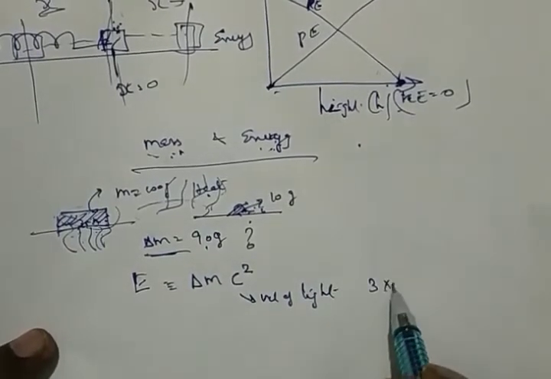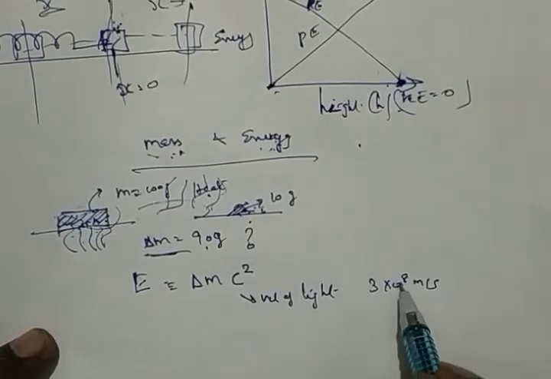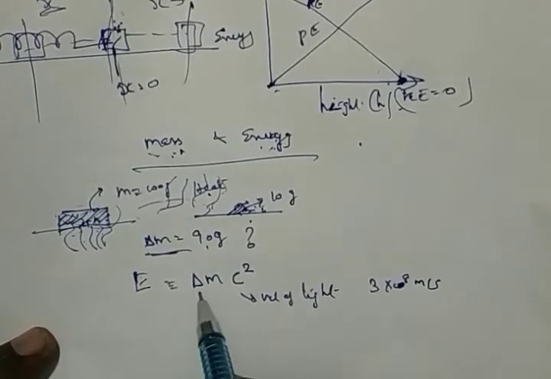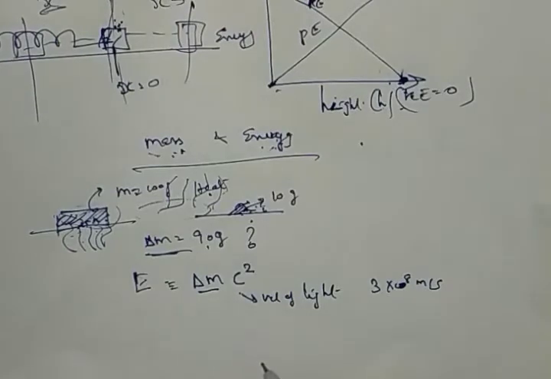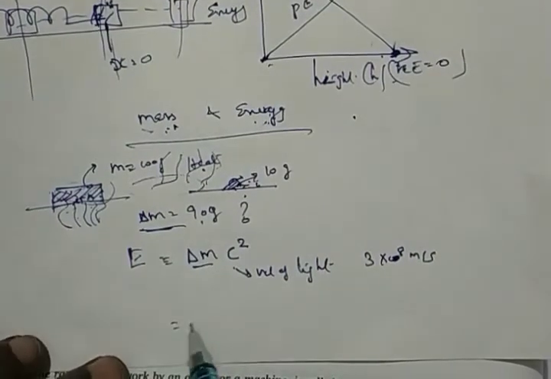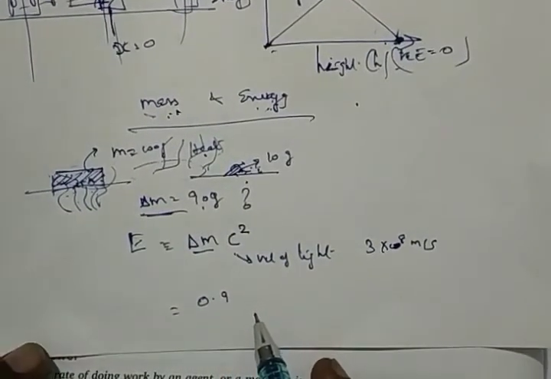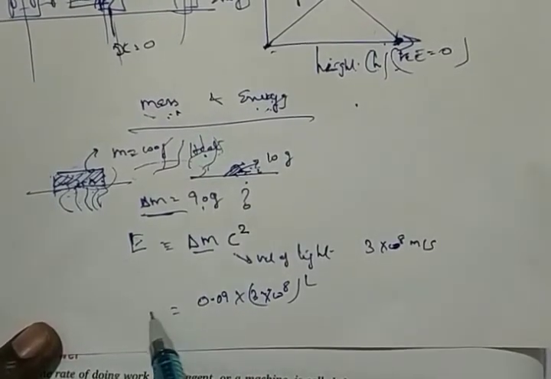What is the velocity of light? 3 into 10 to the power of 8 meters per second. I don't know what kind of relation they found between mass and the velocity of light, but it happens that way. So if you look at 90 grams, that is 0.09 kg, into 3 into 10 to the power of 8, the whole square. You multiply these two things.